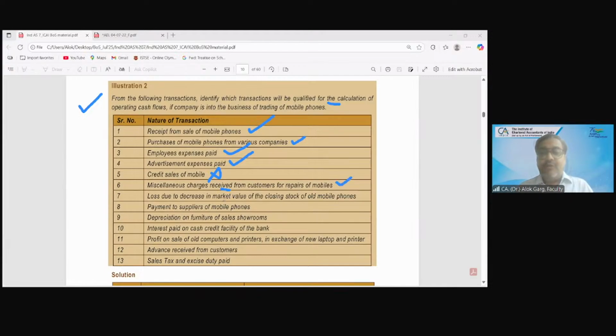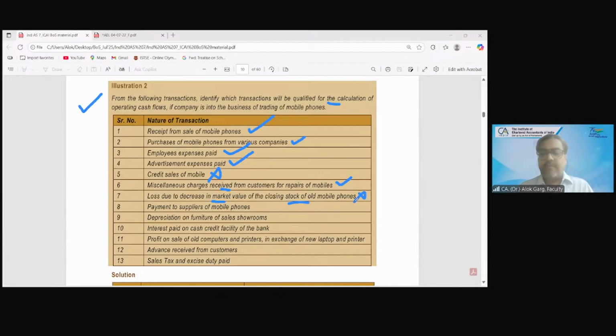Loss due to decrease in market value of the closing stock of mobile phones, old mobile phones. Its market value has fallen, a loss has occurred. Okay, it's a non-cash item, sir. It is not a cash item. It is a non-cash transaction. It is not an operating activity item.